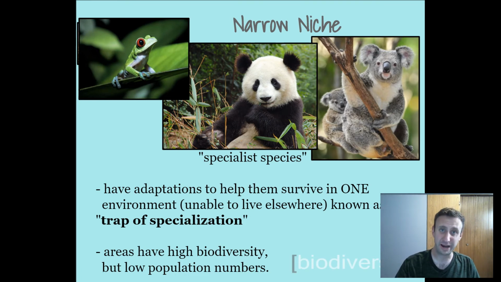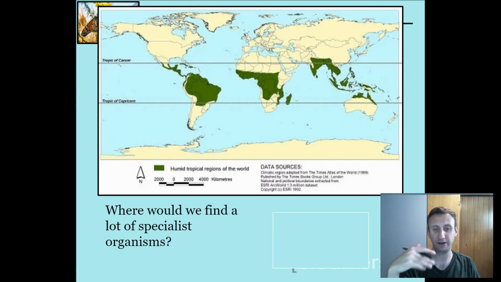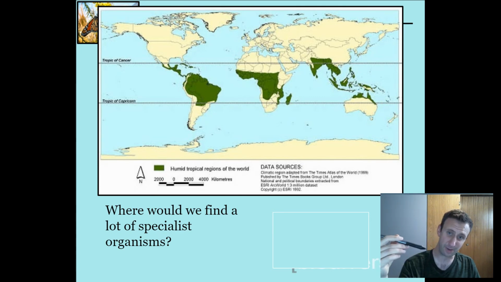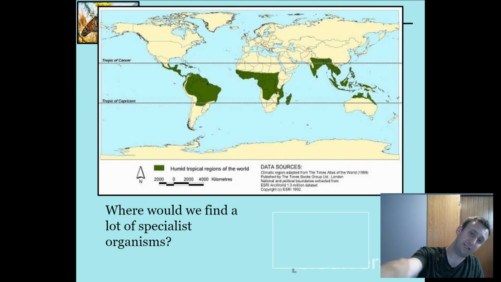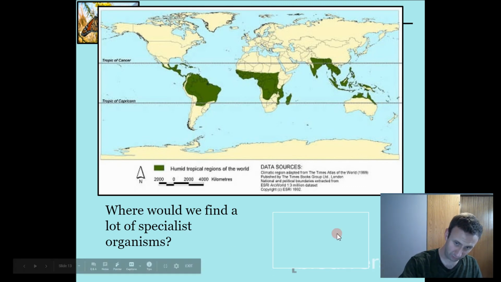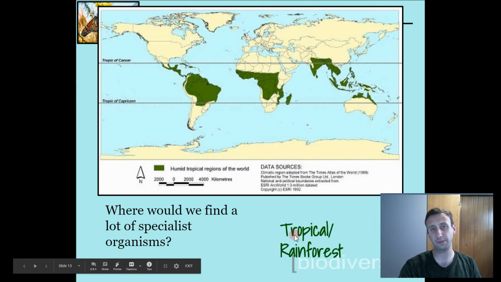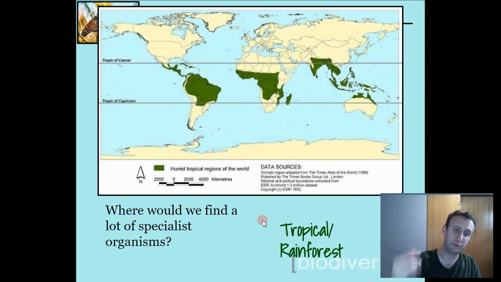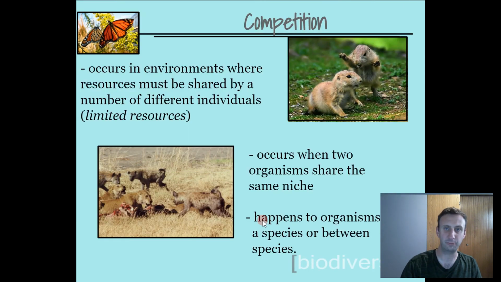A specialist has a very narrow niche, which means it relies on very few food sources. It's adapted to survive in only one area. It plays a very specific role. If I take a look at where I'm going to find a lot of specialists and high biodiversity, you can see these green areas here. These are the humid tropical regions of the world. That's where we're going to find a ton of specialists that have very narrow niches, in the tropical rainforest environments.